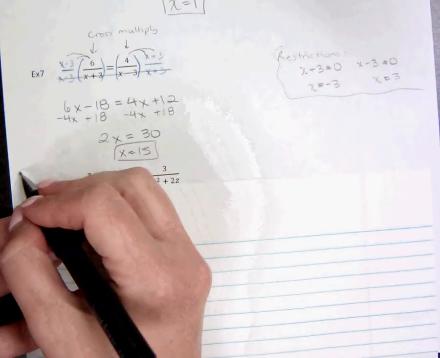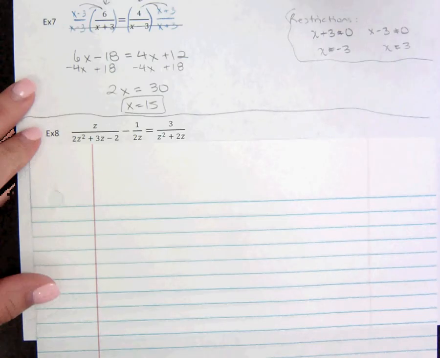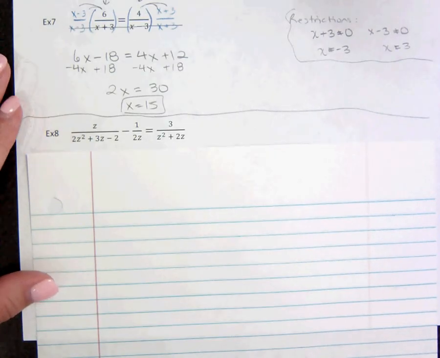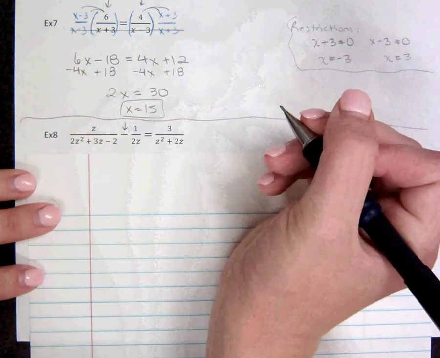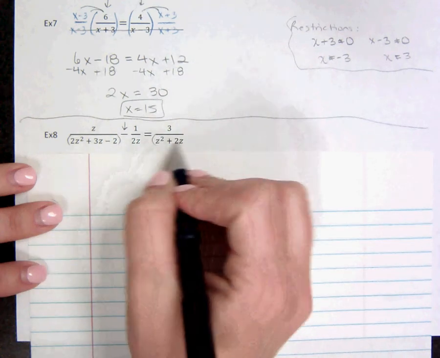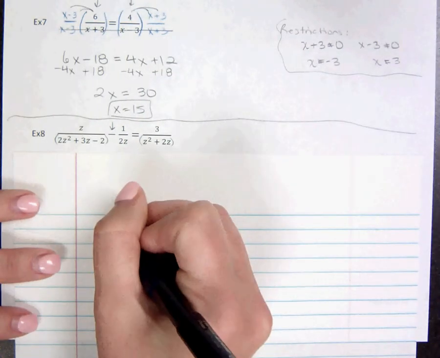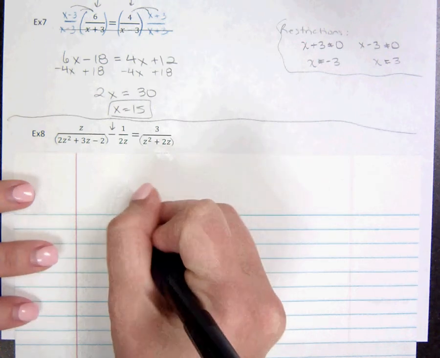Example 8 is very involved. There might be one of these on your homework, maybe two. It's a very, very involved problem. First thing that makes it tricky is the subtraction. And then you've got complicated denominators that need to be factored. So I'm going to work this on a separate sheet of paper. You definitely want colored pencils for this one. It can be really tricky.